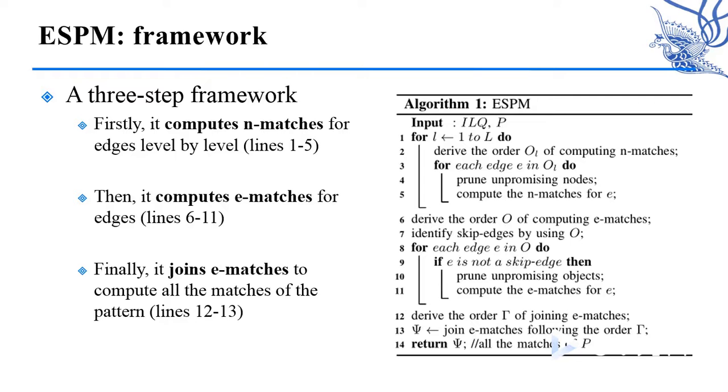The ESPM algorithm follows a three-step framework. Firstly, it computes n-matches for edges level by level in a top-down manner. Then it computes images for edges. Finally, it joins images to compute all the matches of the pattern.